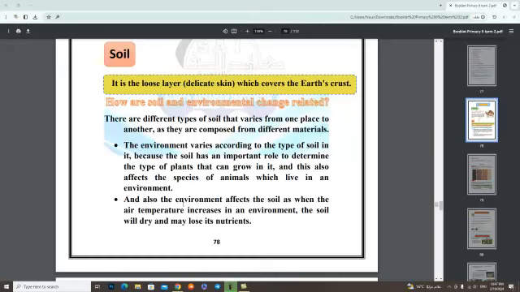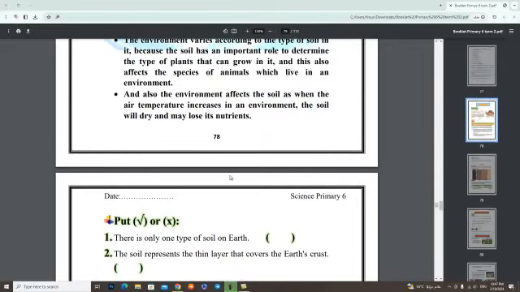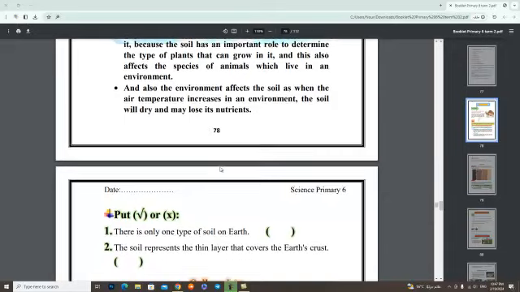And also the environment affects the soil, as when the air temperature increases in an environment, the soil will dry and may lose its nutrients.